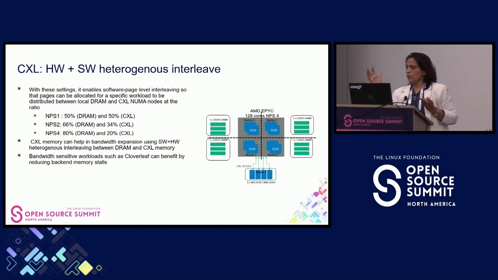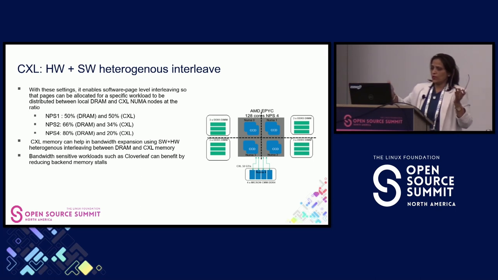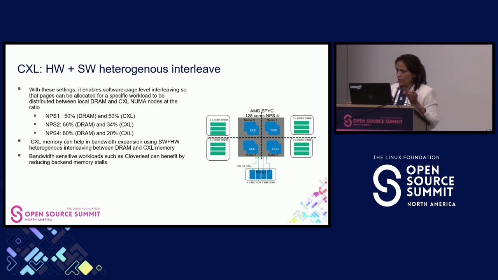In the case of NPS2, it is 2 DDR NUMA nodes and 1 CXL, so that is 66% from DDR and 34% from the CXL NUMA node. Whereas in the case of NPS 4, it is 4:1, so 80% of pages come from DDR and 20% come from CXL. So based on the application, whether it is capacity or bandwidth intensive, the allocation can be formed as such.